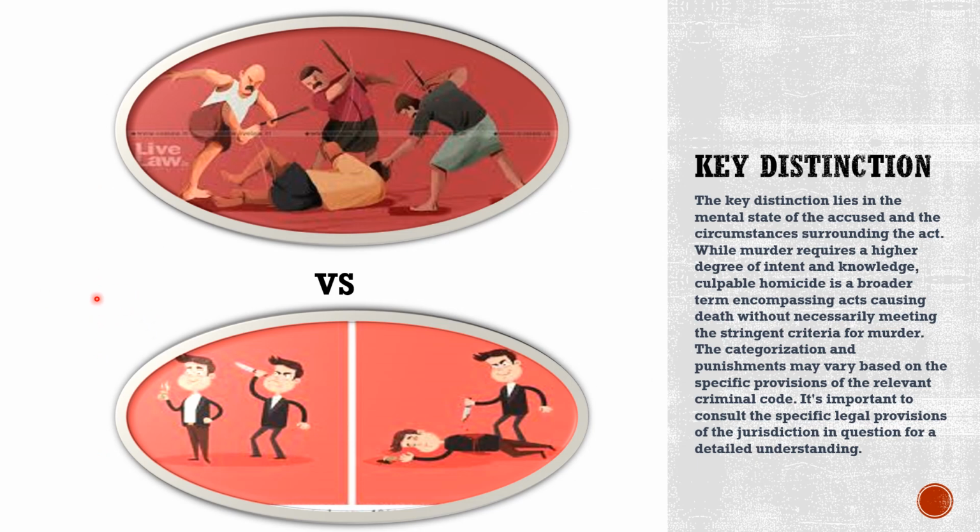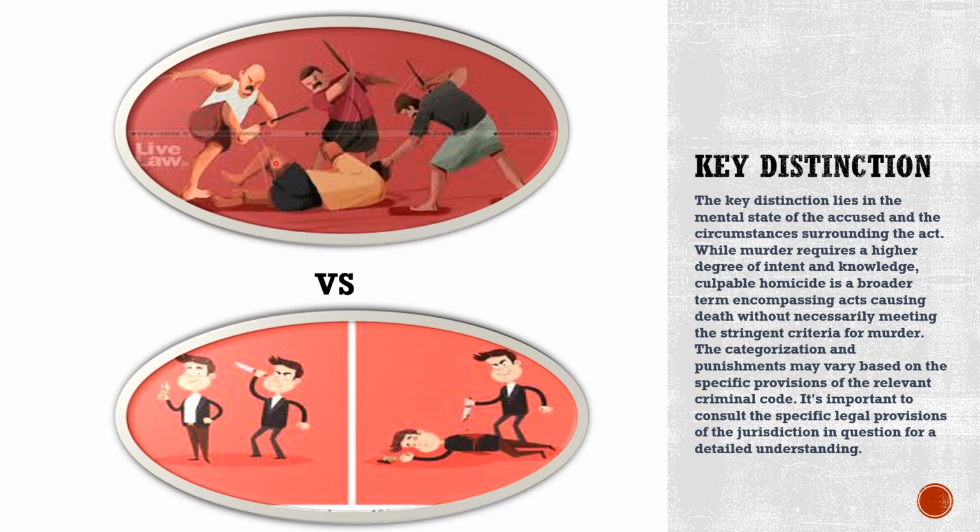So what is the main key distinction? Even though the wordings of both culpable homicide and murder are the same, the main key distinction is that the accused's mental condition and the circumstances surrounding the crime are what make the crucial difference. While culpable homicide is a more general term that includes acts that cause death without necessarily matching the strict standards for murder, such as beating up or threatening, etc., murder needs a higher degree of purpose and knowledge.